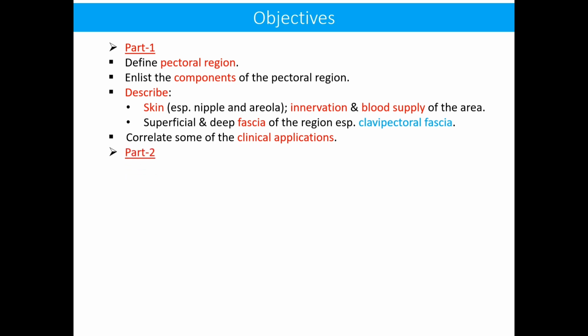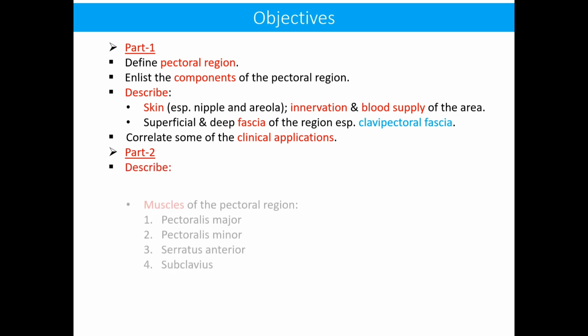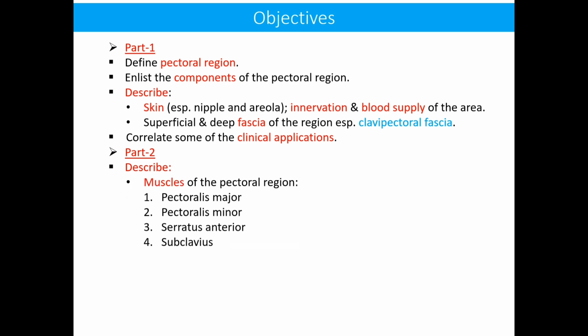At the end of this session for second part, the participant should be able to describe muscles of the pectoral region along with their innervation and emphasis on their action. These muscles are pectoralis major, pectoralis minor, serratus anterior, and subclavius. And at the end, should be able to correlate some of the clinical applications.